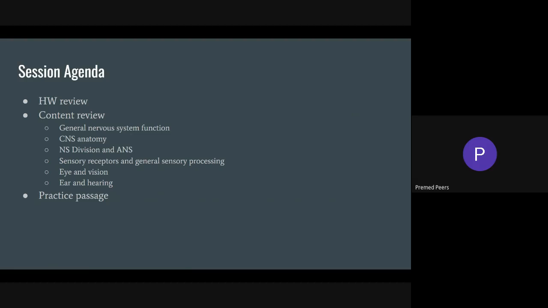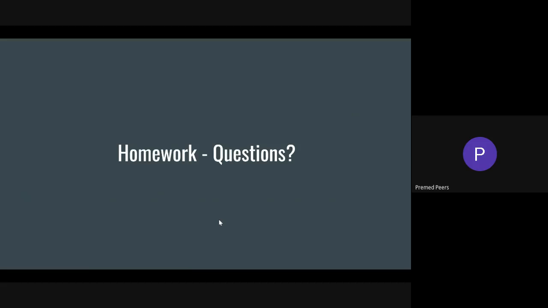So here's our session agenda for today. We're going to go over some of the homework materials that we recommended, and then do some content review over high yield concepts, and then a practice passage together. So to start, any questions over the homework or concepts or anything for this class over nervous system anatomy?